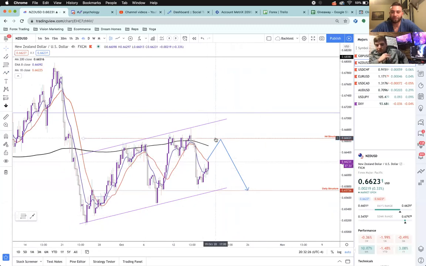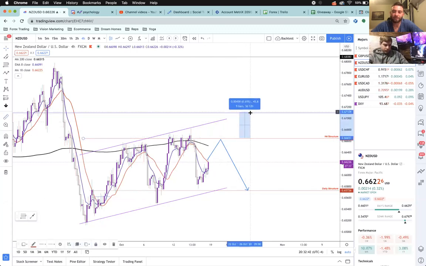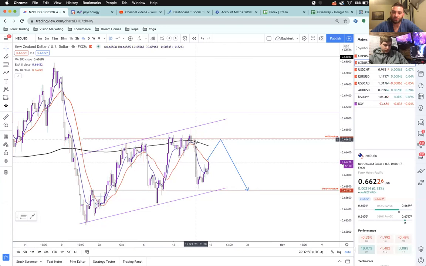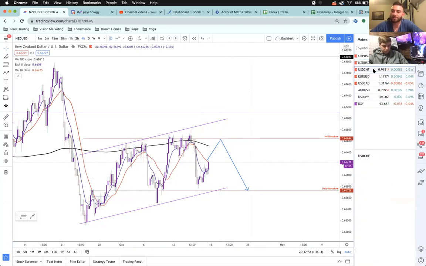Now, if we break above this 4-hour level and start to get higher, at that point we'll look to target this level. This random line is from that weekly resistance level. Price will most likely continue into that level. It's about 40 pips away from this area, 45 pips away. So if that does happen, we will look for longs into the area. As long as we're below this, guys, we're going to look for shorts this week on NZD USD.